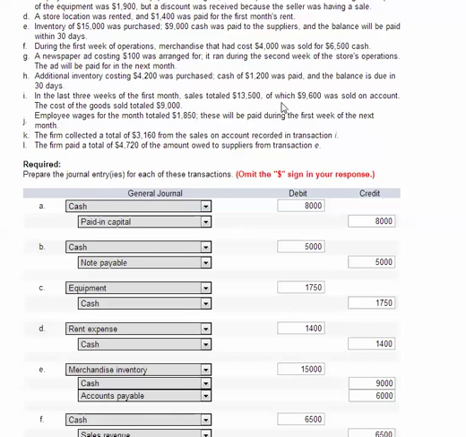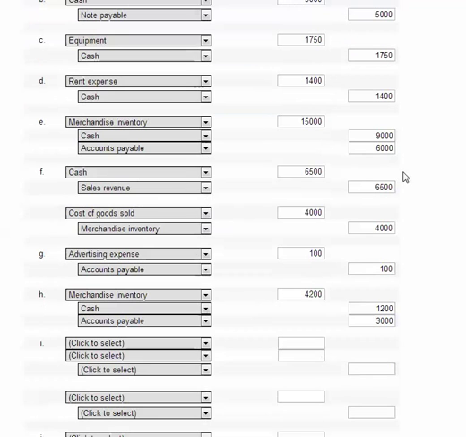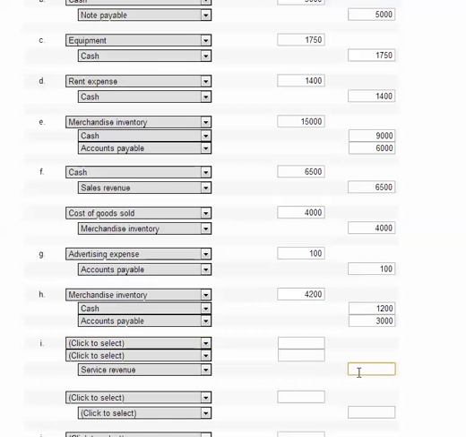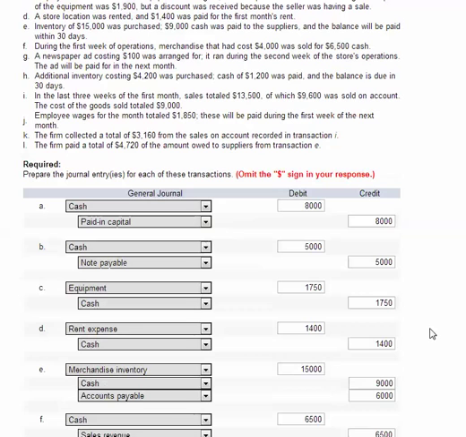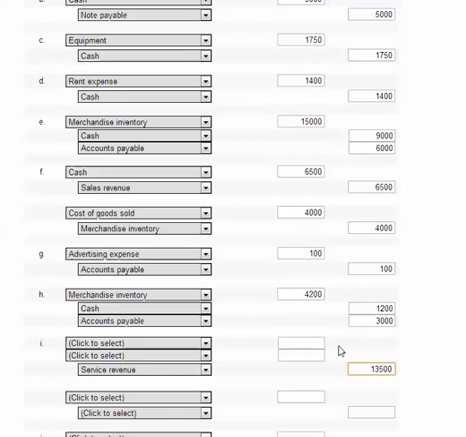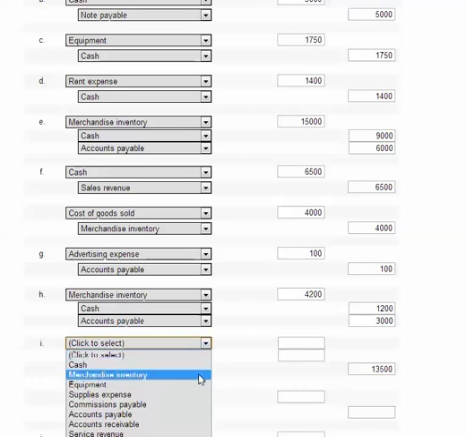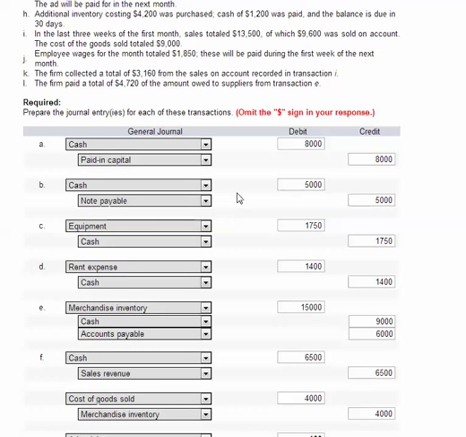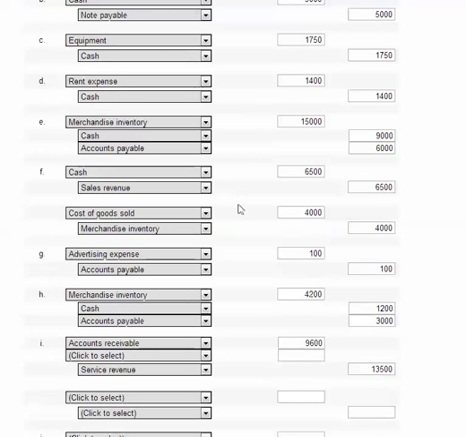Well, $13,500 in sales. We know to increase our revenues, we must credit our service revenue. I believe that said $13,500. Then $9,600 was sold on account. So when customers owe us money, that's an asset. It's called accounts receivable. So in order to increase that asset, we have to debit it. And then the difference between the two, which is $3,900, I believe, will be debited to cash.